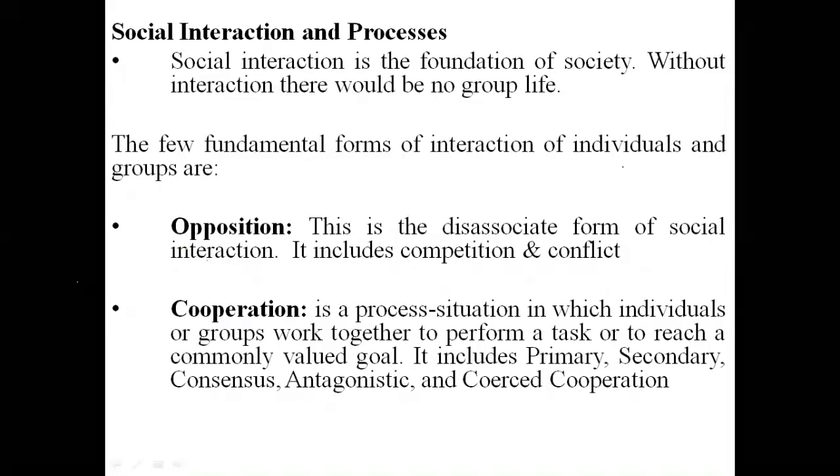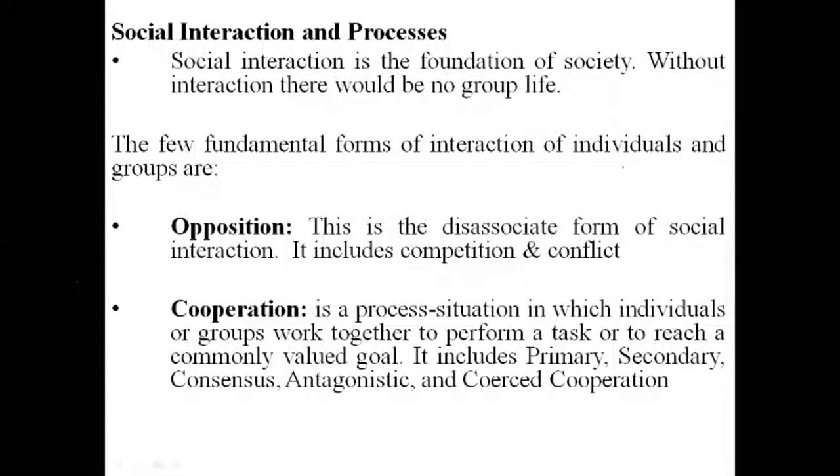We have primary cooperation, secondary cooperation, consensus cooperation, antagonistic cooperation, and coerced cooperation. Primary cooperation prevails in small groups such as families and ethnic groups. Little room is left for distinction between group life and individual life. So the primary one occurs in the family, when they cooperate together to achieve a common objective.